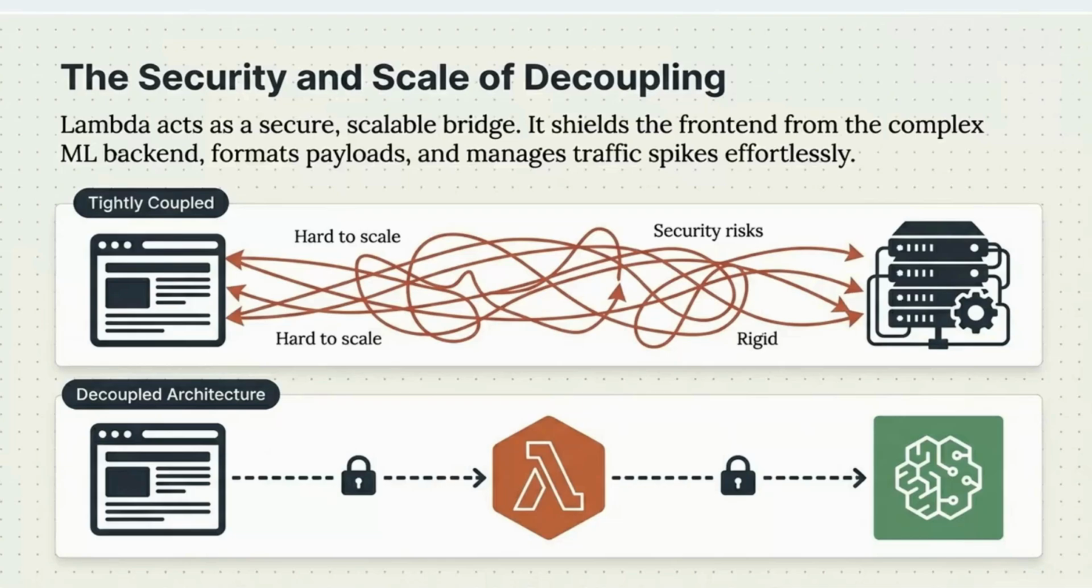It shields the front end from the complex ML backend, formats the payloads, and manages traffic spikes effortlessly. Traffic spikes means we are getting thousands of requests at the same time, due to some campaign or any other reason. So this is what it means.